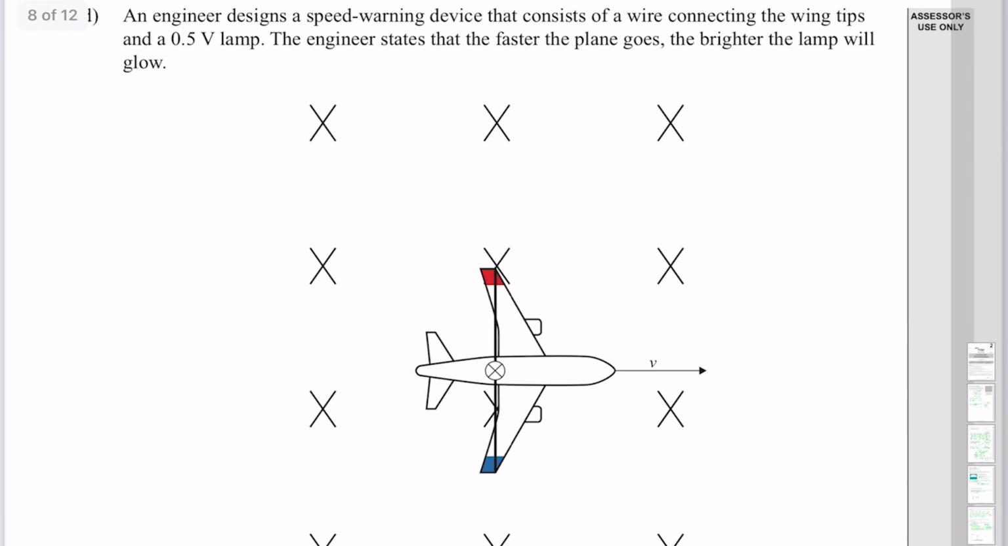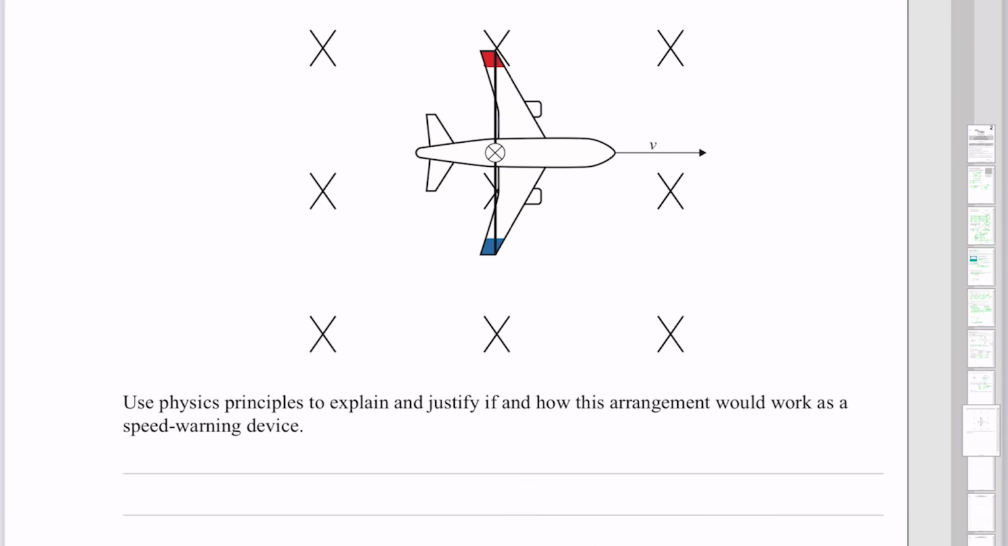Question D. An engineer designs a speed warning device that consists of a wire connecting the wing tips and a 0.5 volt lamp. The engineer states that the faster the plane goes, the brighter the lamp will glow. Use physics principles to explain and justify if and how this arrangement would work as a speed warning device.